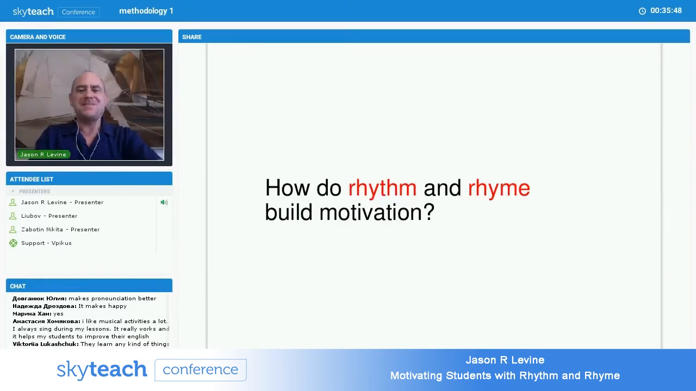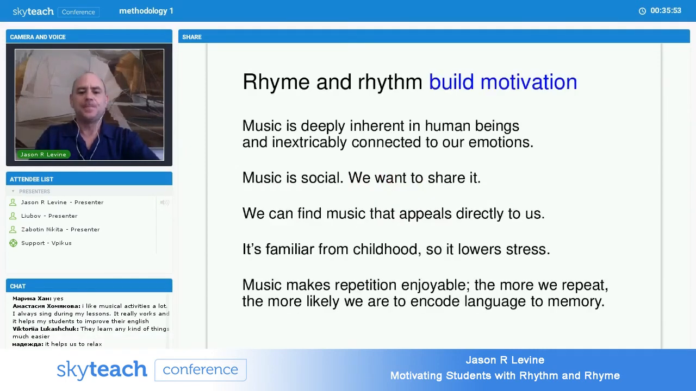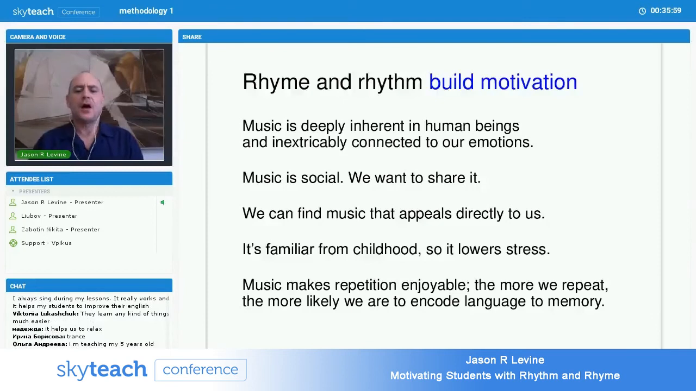But getting to the main point here, how do rhythm and rhyme build motivation? Well, some of you have already pointed some of these things out today. It really just connects to the enjoyment. The last one here, music makes repetition enjoyable. The more we repeat, the more likely we are to encode language to memory. And when we can remember more easily, then it's more enjoyable to use language.